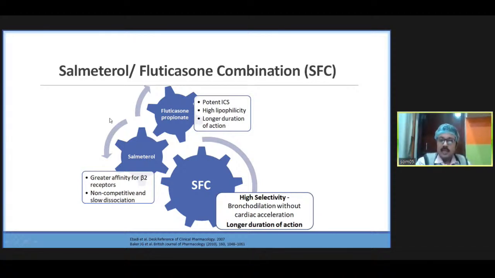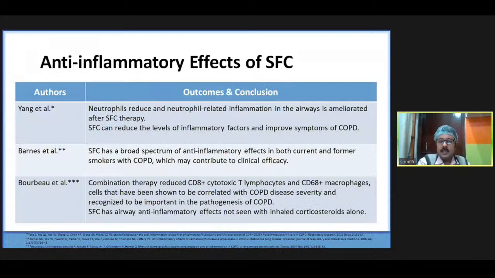So, salmeterol fluticasone combination. Fluticasone is a potent inhaled corticosteroid. It has high lipophilicity and longer duration of action. So, it's a very safe molecule for COPD patients with cardiovascular diseases. So these are the many studies. They show the anti-inflammatory effects of the salmeterol fluticasone combination.